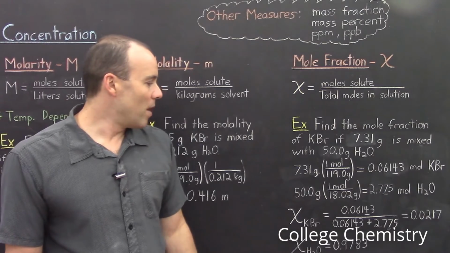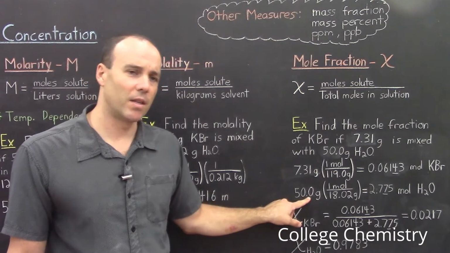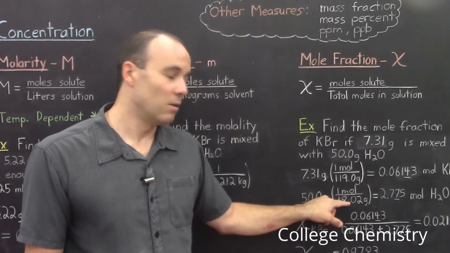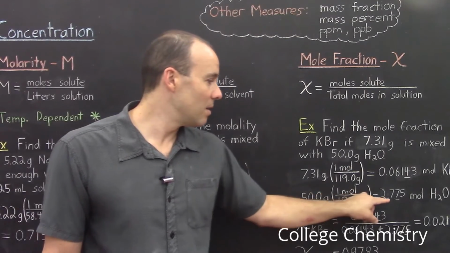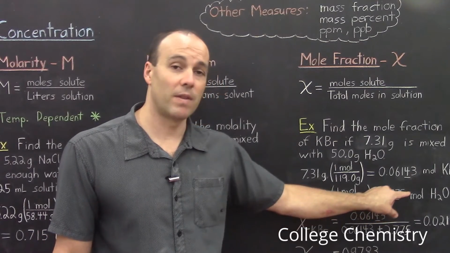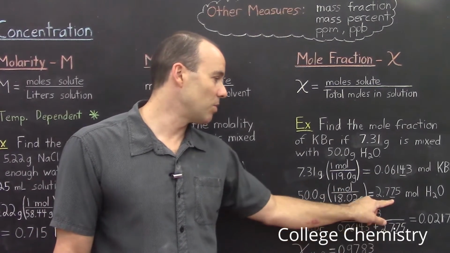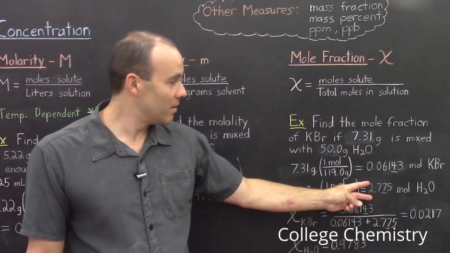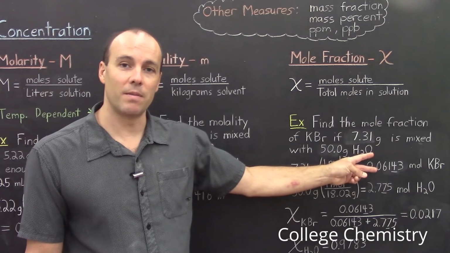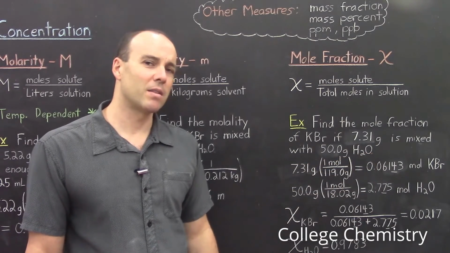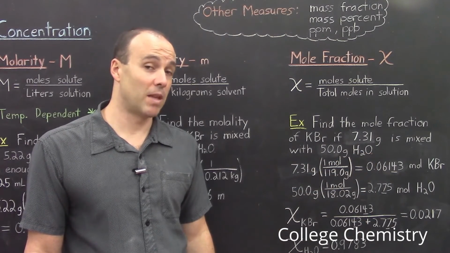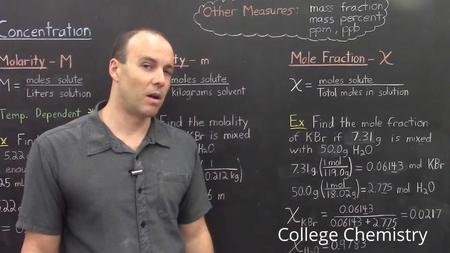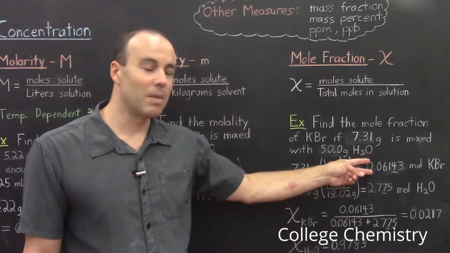The moles of water is calculated the same way, mass over the molar mass, and you get 2.775 moles water, again a 3 sig fig number. So a lot more moles of water here than potassium bromide. So we should expect the mole fraction of potassium bromide to be kind of small because there's not very many moles of it.